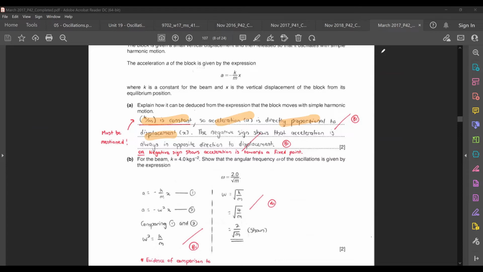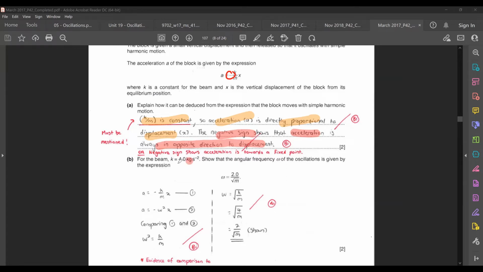Then the next thing you can probably talk about is the fact that you have a negative sign here. The negative sign shows that acceleration and displacement are always in opposite directions, so therefore your motion is going to be simple harmonic motion. It's these 2 points that you will always be using a lot.